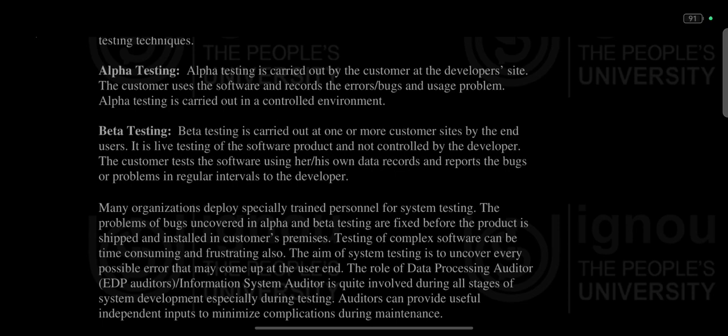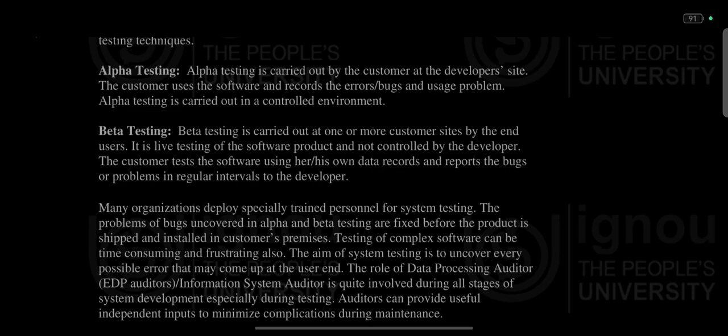Beta testing is carried out at one or more customer sites by the end users. It is live testing of the software product and not controlled by the developer. The customer tests the software using her or his own data records and reports the bugs or problems at regular intervals to the developer.